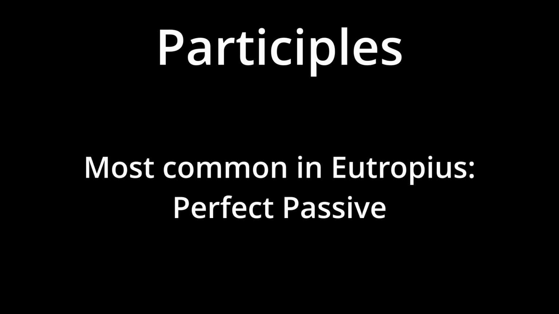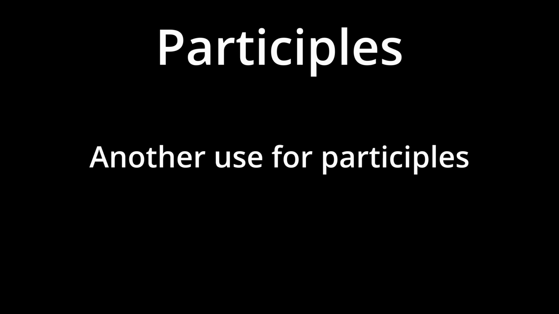The most common that we see in Eutropius is the perfect passive, but always keep an eye out for other forms. Although there is another common use for participles outside of their main use.